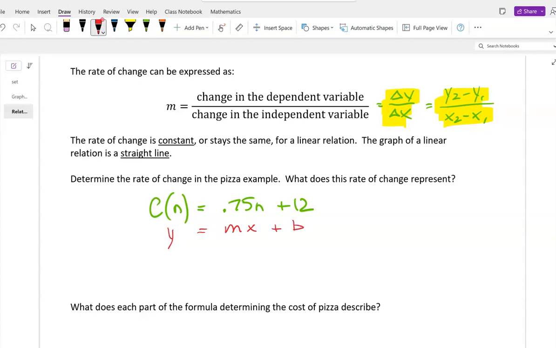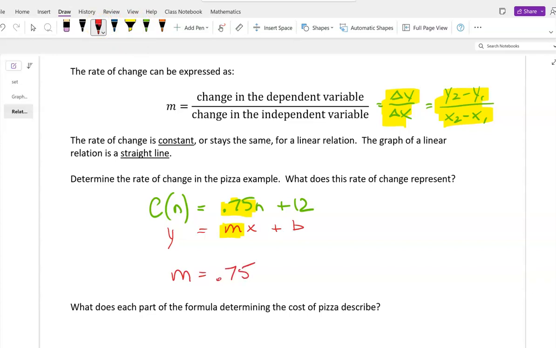Okay, so I'm just using y instead of c. I'm using x instead of n. All right, what is the rate of change? The rate of change was this value in front of the x, the m value. So in this case, our rate of change would be 0.75.